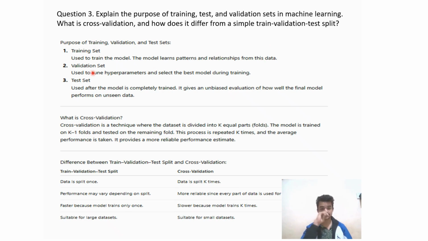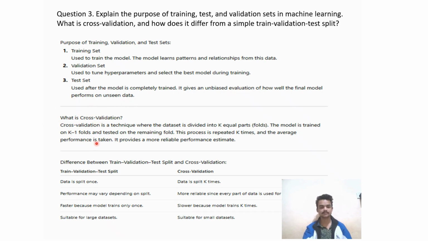Training set: used to train the model. The model learns patterns and relationships from this data. Validation set: used to tune hyperparameters and select the best model during training. Test set: used after the model is completely trained. It gives an unbiased evaluation of how well the final model performs on unseen data.